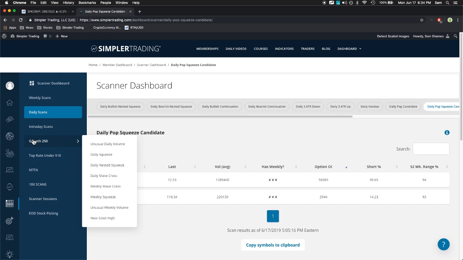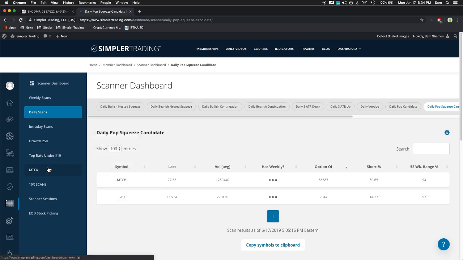So this is just a special dedicated list. I think this comes from IBD, and you may get different results here than you did up here. So I always recommend going through at least the daily squeeze on the Growth 250 here. You can obviously do whatever you like, but daily squeeze for sure. And then lastly, we have the MTFA. And the MTFA is pretty helpful.